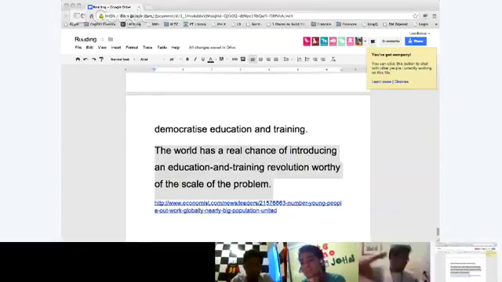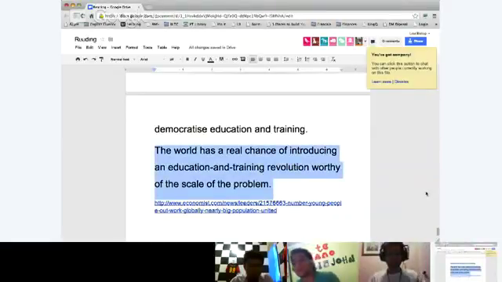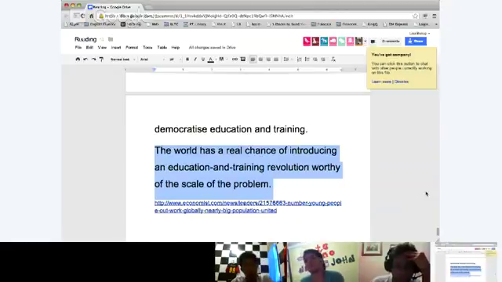Okay, John, you want to read that last little bit there? The world has a real chance of introducing an education and training revolution worthy of the scale.